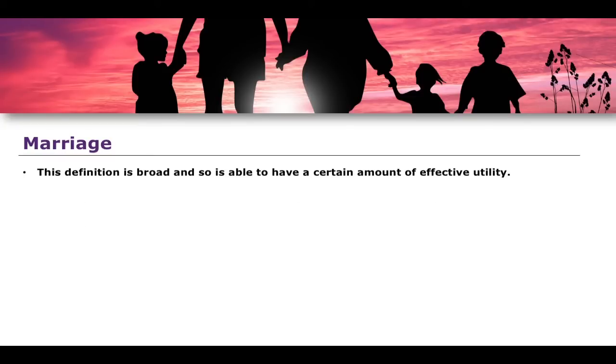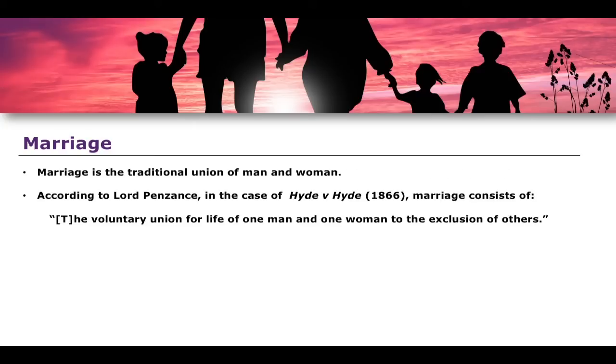So, this definition is good for a couple of reasons. Firstly, it is good because it is broad. It has a sense of broad elements to it. It is not limited to certain specific religions. It's not limited to certain specific practices. It is limited to certain specific characteristics and nature. Secondly, it is also able to have a certain amount of effective utility, given the fact that there are certain elements which are pertinent to this question of what marriage is. And we can simply start to unpack what those characteristics are by looking at the definition.